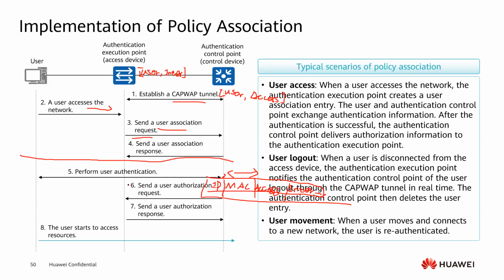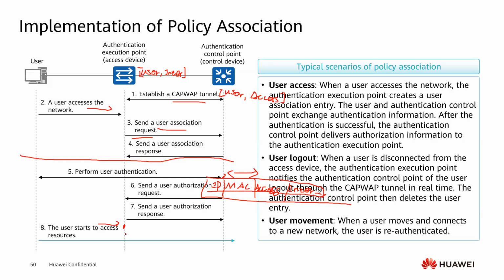When the access device receives it, it will update its association entry, and it will grant the specific network access right to the user. So when the user's traffic gets to the access devices, it will control this traffic based on the authorization information. So this is the whole process for the policy association.